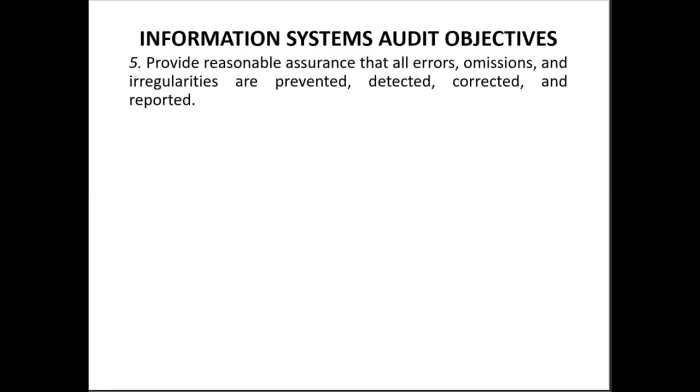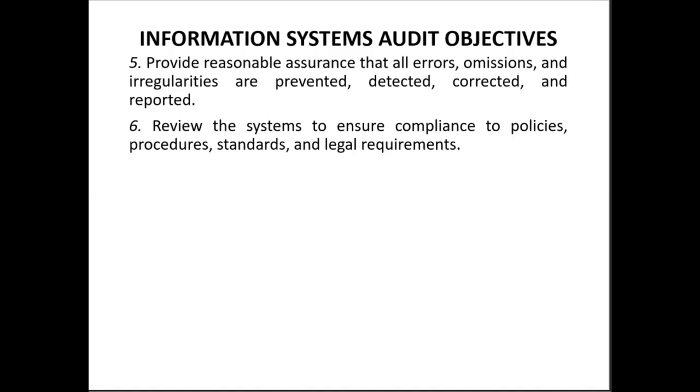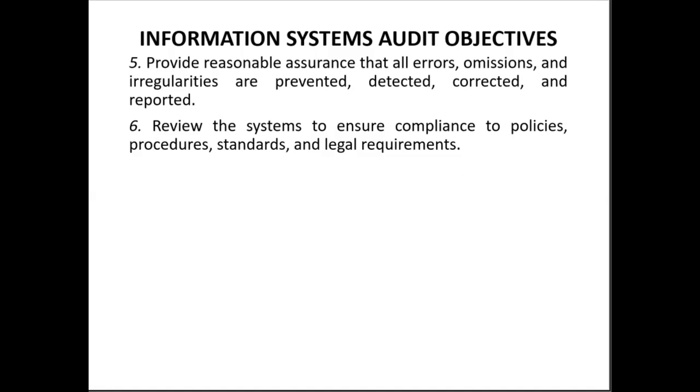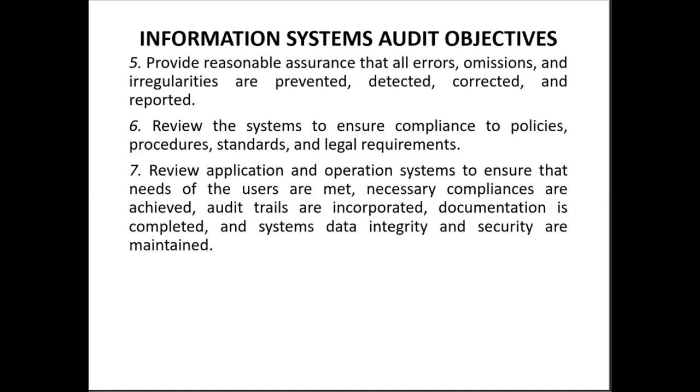Then the sixth one is reviewing the system to ensure that there's compliance to organizational policies, procedures, standards, and even the legal regime which governs the existence of the organization and other operations of the organization. The seventh one is to review application and operation systems to ensure that needs of the users are met in a timely manner so that necessary compliance are achieved, as well as audit trails being incorporated, documentation is completed, and system data integrity and security are all maintained.